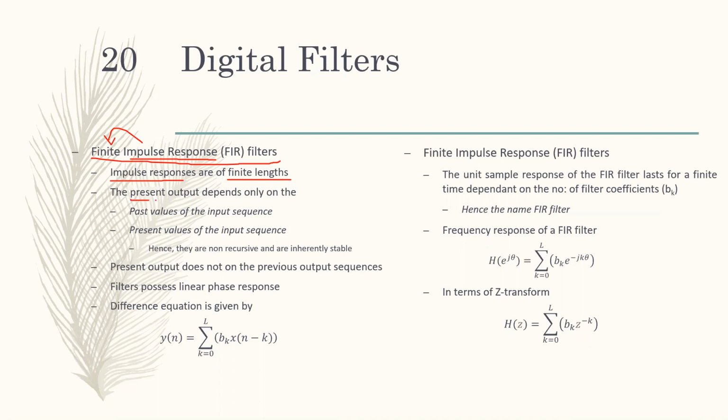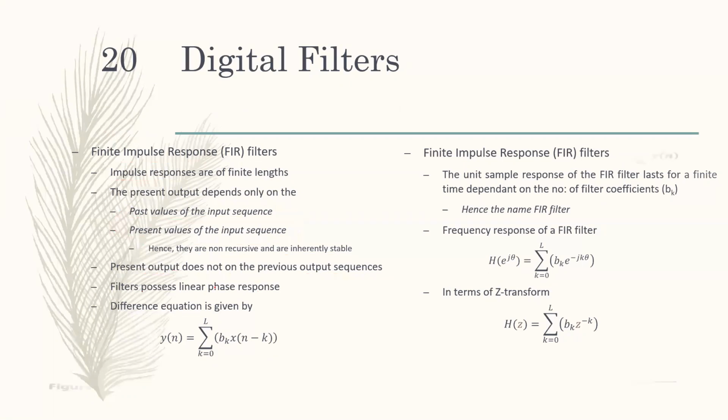And what is the present output dependent on? The present output is dependent on the past values of the input sequence and the present value of the input sequence. So here, if I observe, it is not dependent on the past values of the output. It is totally dependent on the present input and the past values of the input sequence. So we term this non-recursive and inherently stable when this kind of condition comes in, that is, if it is dependent on only these parameters. Now here the present output does not depend on the previous output sequences. That is what I had specified in the previous slide also.